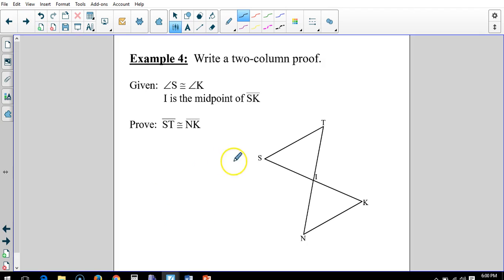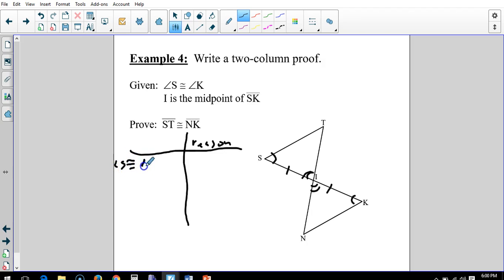Okay, example 4. S is congruent to K. I is the midpoint of SK, meaning these are equal. And we have vertical angles here. So we get on with our proof. Angle S is congruent to angle K, and I is the midpoint of SK. Given.